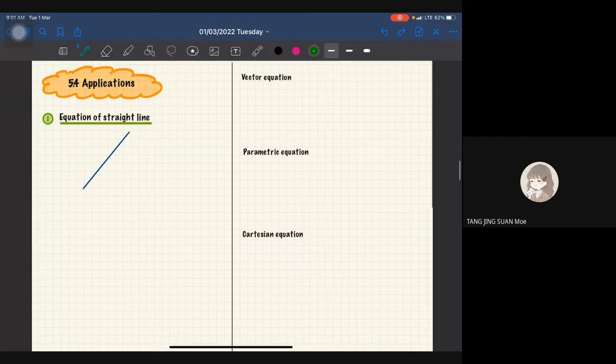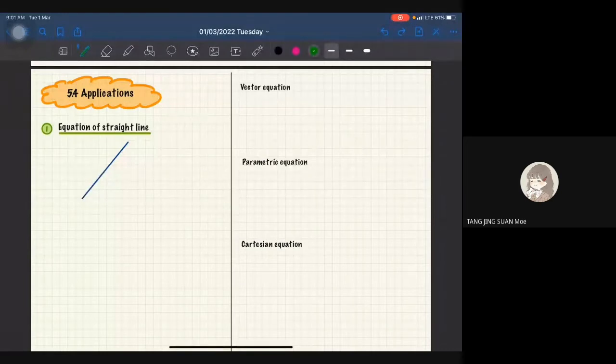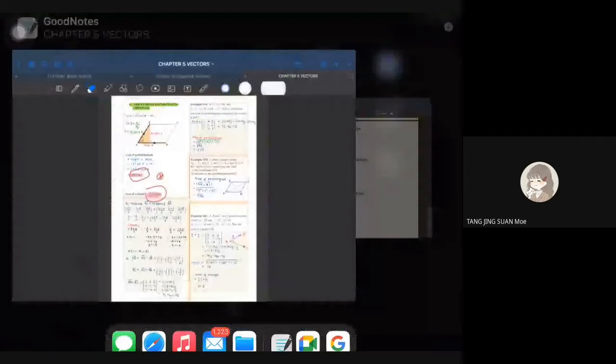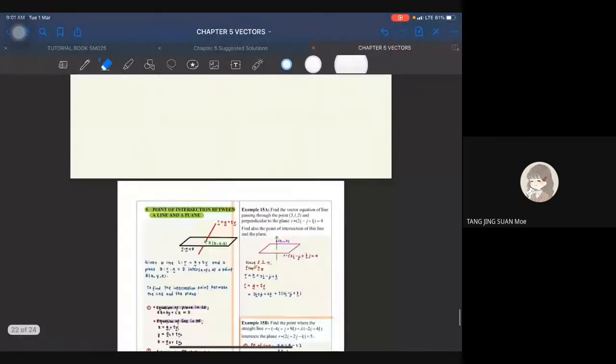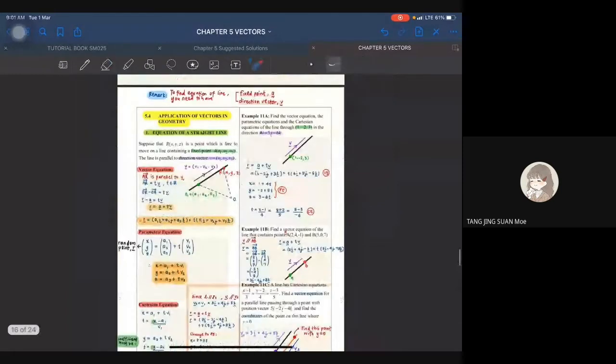This is application. So 5.4 adalah applications. Ada 1, 2, 3, 4, 5 applications of vectors in geometry. Okay, so the first one is equation of straight line. Awak akan belajar macam mana nak cari equation of straight line.